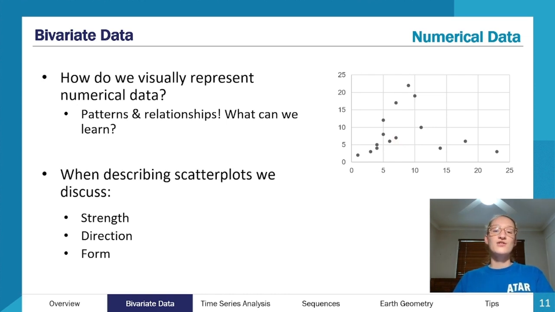So how do we visually represent numerical data? Like we said, we do it in a scatter plot. And the awesome thing about scatter plots is it's actually even easier to see our patterns and relationships than in our categorical data, which is represented in our two-way frequency tables. So we can actually visually see it. And when we have this type of data, you'll probably be familiar with these terms as well. The kind of things we discuss is the strength, direction, form. I want you to have a quick think now about what those terms might refer to. See if you can recall that in your mind.